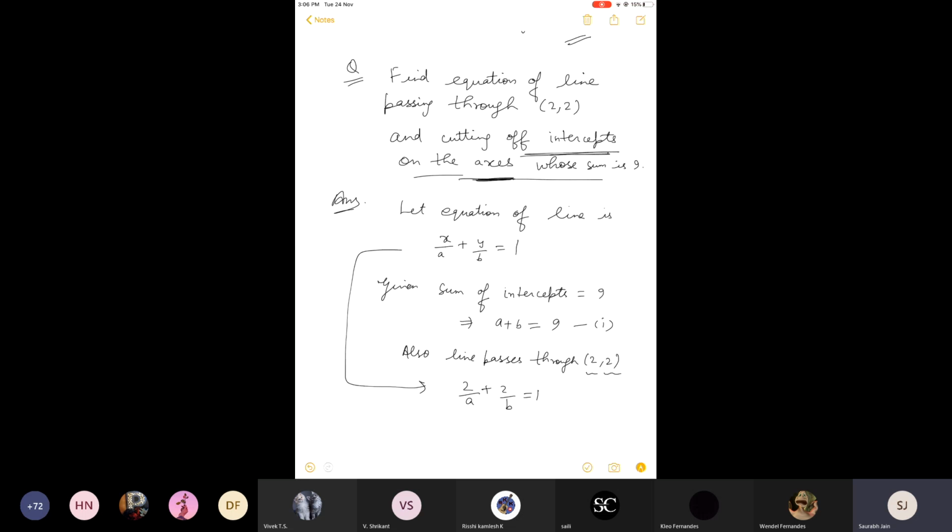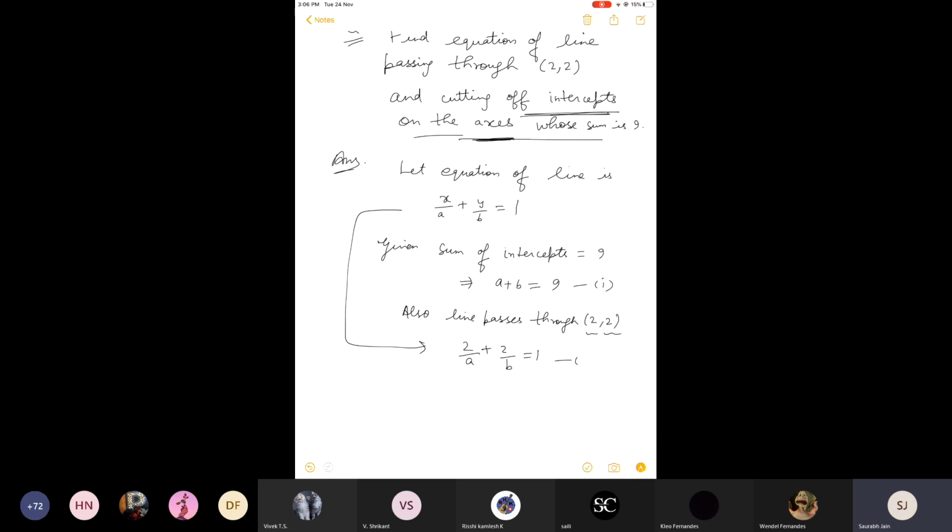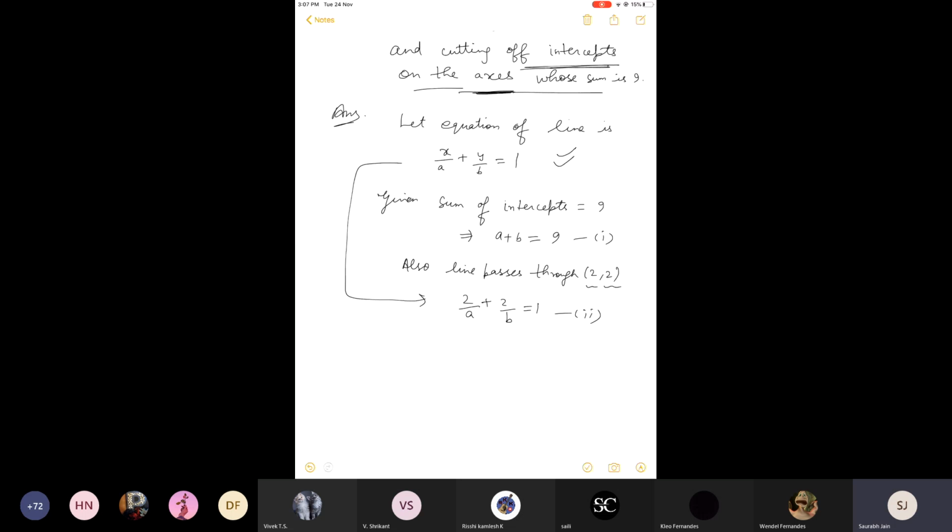This is the second equation. Now with the help of these two equations, 1 and 2, you are going to find the values of a and b, and those values you will put here and you will get the equation of line. Okay. Now how to solve this equation?